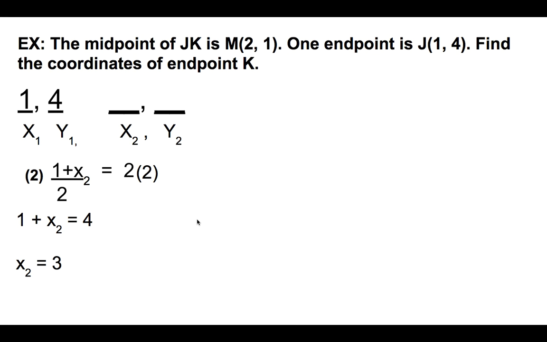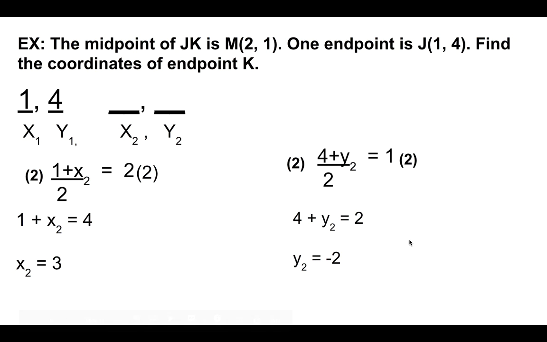I'm going to do the same process for my y sub 2, and again I want to isolate it. I multiply both sides by 2. The 2's cancel out, and I'm left with 4 plus y sub 2 is equal to 1 times 2, which is 2. I subtract 4 from both sides to isolate y sub 2, and I get -2. So my other endpoint should be 3, -2.